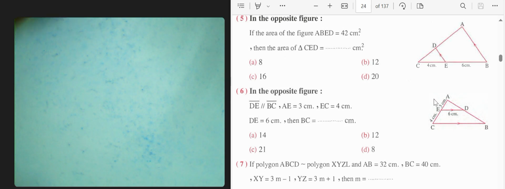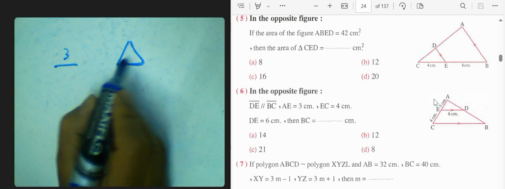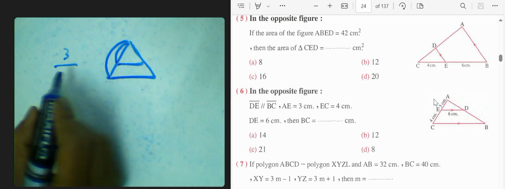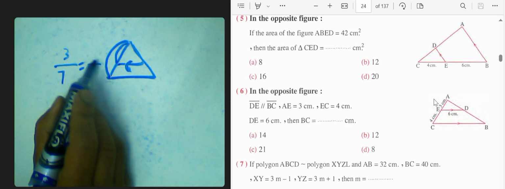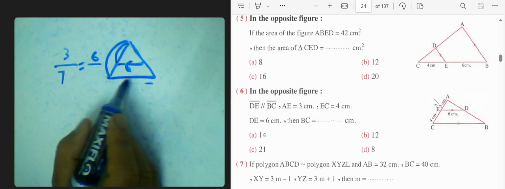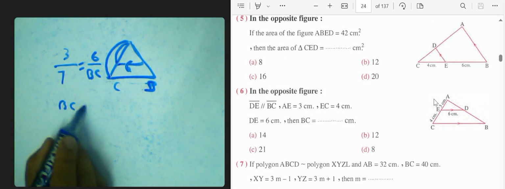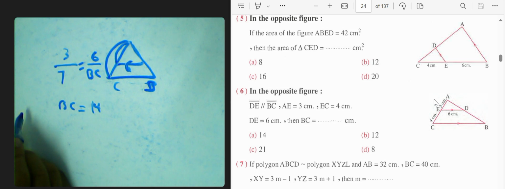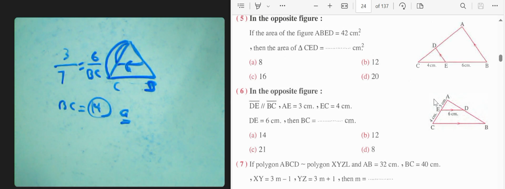نقدر نجيب الريشيو between side عندنا اسمه هنا كده هاخد 3 over the side 7 and here was 6 over the side length CP or BC. Then we can write the length of BC 6 times 7 divided by 3 equal 14. Choose letter A about question number 6. Okay, the result will be 14 centimeter.